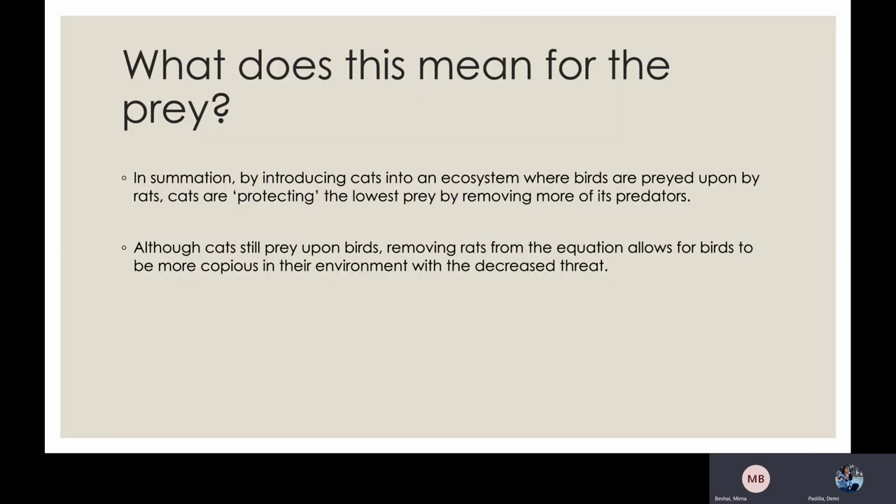So what this means to the prey is that by introducing cats into an ecosystem where birds are preyed upon by rats, cats are protecting the lowest prey, the birds, by removing more of its predators, the rats. Although cats will still be preying on the birds, removing rats from the equation allows the birds to be more copious in the environment with a decreased threat coming from the rats.